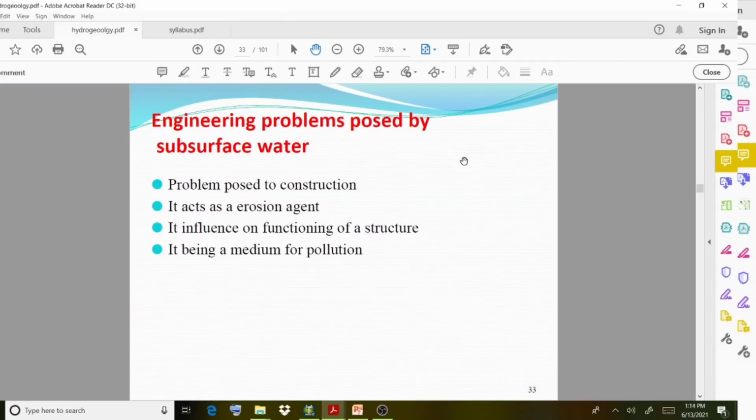And then we again discussed the engineering significance of subsurface water. I hope the section is clear, and with this we wind up today's section. Thank you.